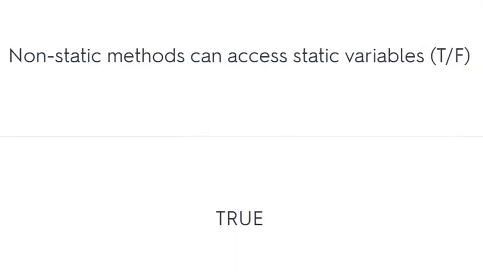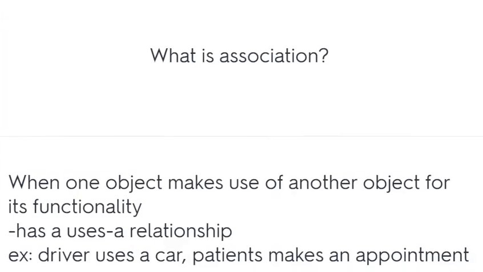Non-static methods can access static variables. True. What is association? When one object makes use of another object for its functionality, has a use-as relationship. For example, a driver uses a car, a patient makes an appointment.